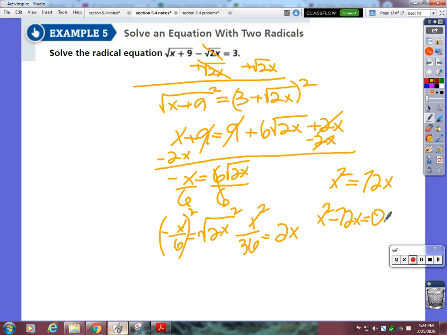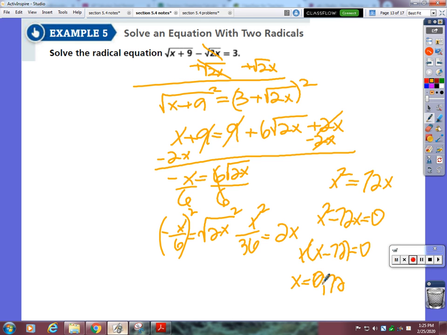This time, however, since I only have two terms, I don't have to go double bubble. I don't have to go two sets of parentheses. What can I factor out of x squared minus 72x? An x, good. So that will leave me with x times x minus 72. So my two answers are 0 and 72.